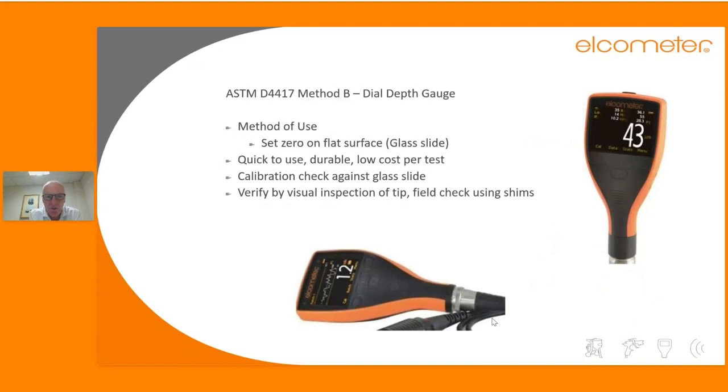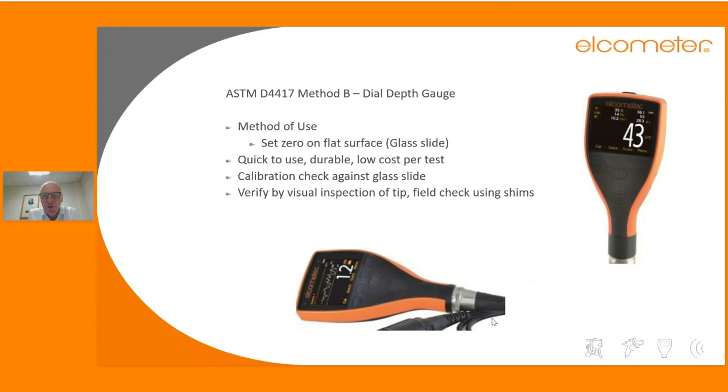Firstly, quite simple to use. It's quick, it's durable, and again, there's very little ongoing tests. Firstly, easy to zero, just zero on a glass slide. The slide has to be glass. It's the only one with a truly zero profile, as the glass was once liquid, and that gives a very, very flat surface. It can calibrate it against the glass slide as well, using one of the shims that come with the gauge, and it's very easy to check that everything's okay visually using the visual inspection of the needle at the end of the gauge.